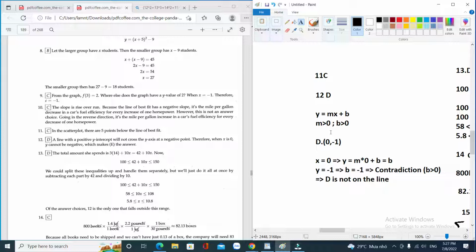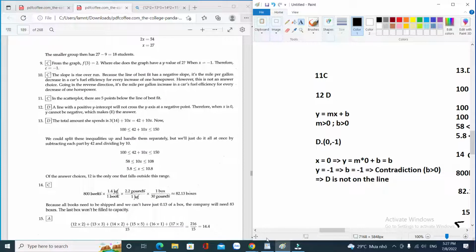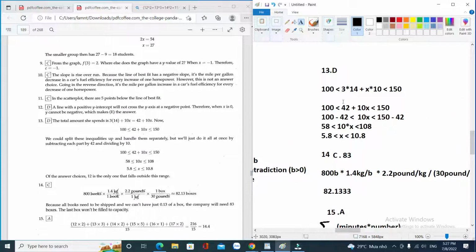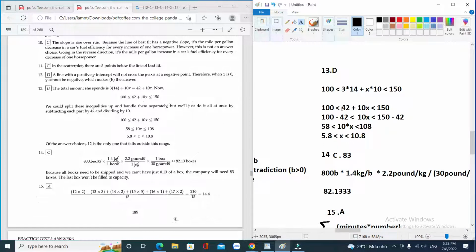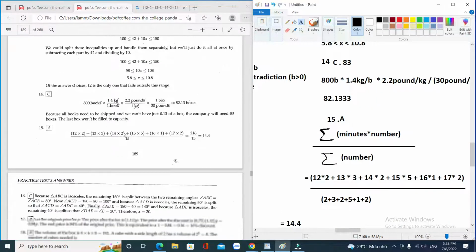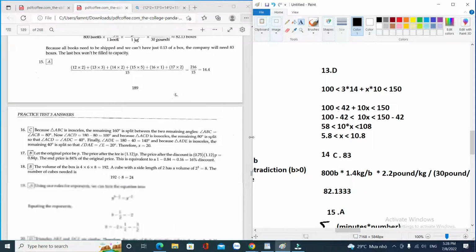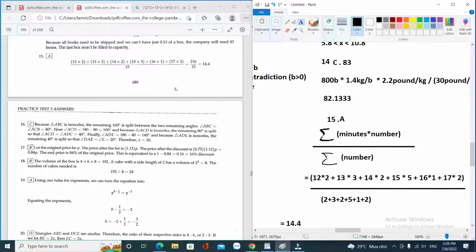13 is D as well, because 12 is out of the range. Okay. 14 is C, because 82.113, so it has to be 83, right? Because we have to take more than 82, right? And 15 is A, because it comes out to 14.4. Okay, so that's all correct. 14.4. Yeah.